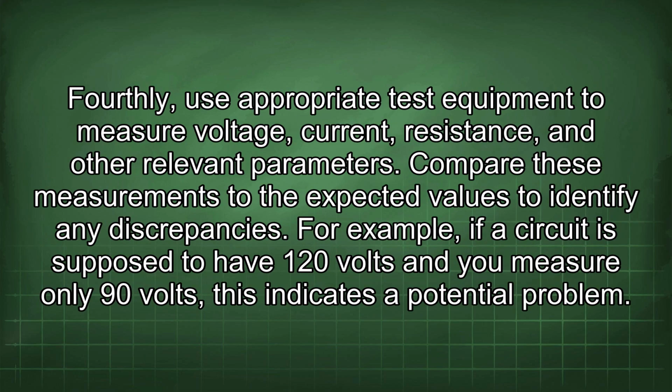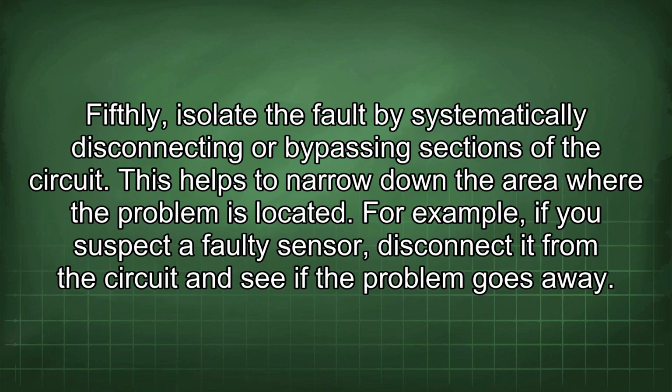Fourthly, use appropriate test equipment to measure voltage, current, resistance, and other relevant parameters. Compare these measurements to the expected values to identify any discrepancies. For example, if a circuit is supposed to have 120 volts and you measure only 90 volts, this indicates a potential problem. Fifthly, isolate the fault by systematically disconnecting or bypassing sections of the circuit. This helps to narrow down the area where the problem is located.